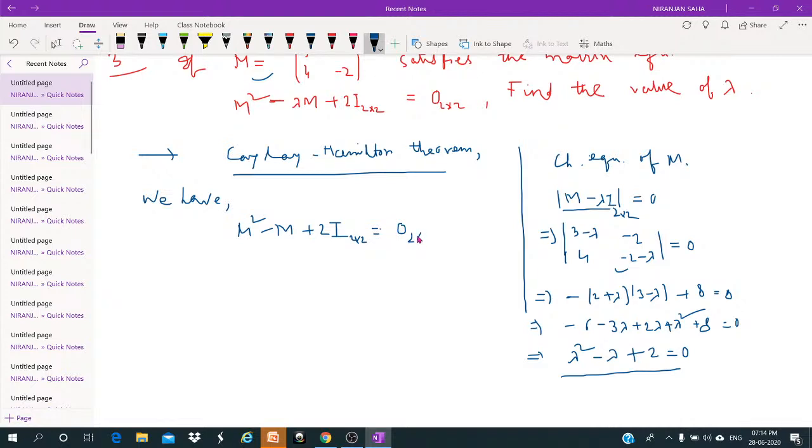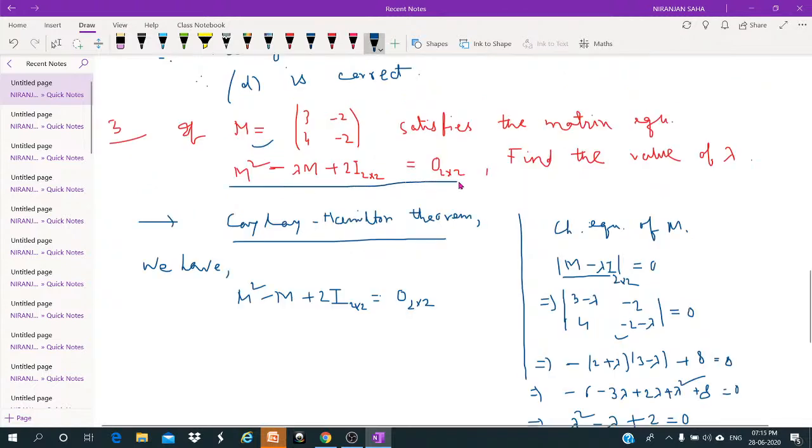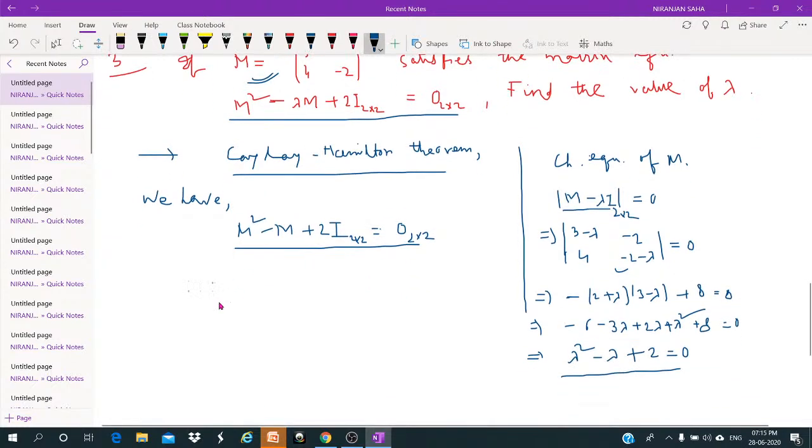So if we compare here, this equation is also satisfied by this matrix, and by the Cayley-Hamilton theorem this is the equation satisfied by the matrix. So if we compare both of them, we have lambda is equal to 1. So this is the solution of this problem.